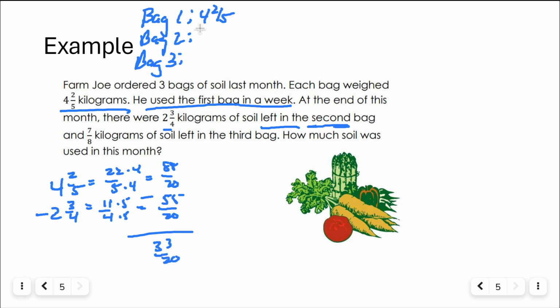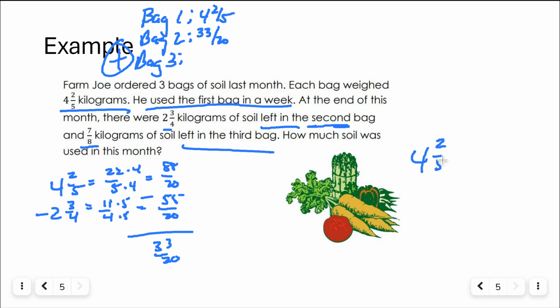All right, so I'm actually going to leave this as an improper fraction because eventually I'm going to be adding all of these numbers together, right? I got 3 bags. I want to find how much he used in total. I'm going to add all three of these. So I might as well leave this as an improper fraction. Makes my life a little easier in a few minutes. And then finally, there's 7/8 left in the third bag.